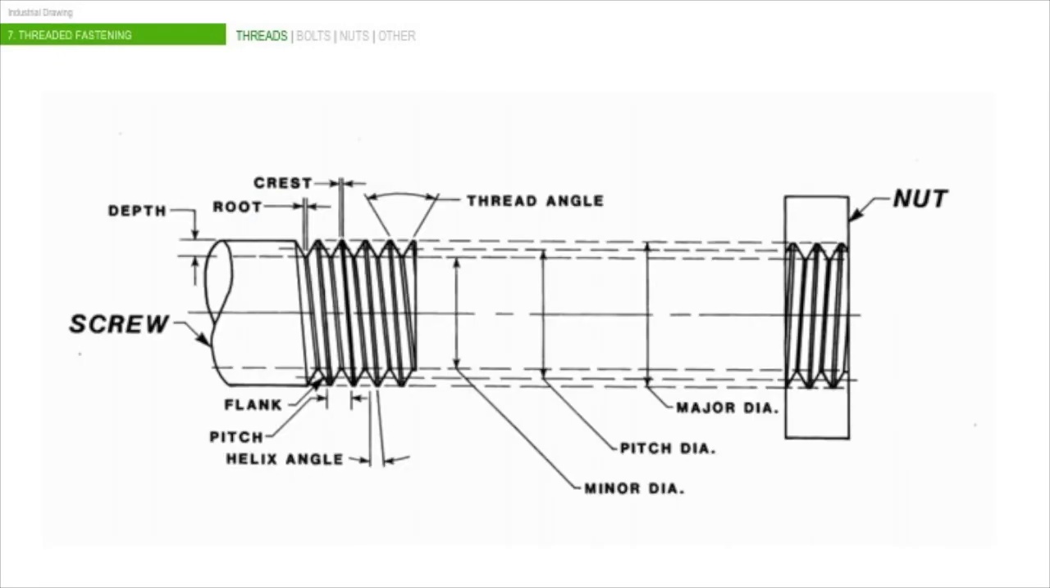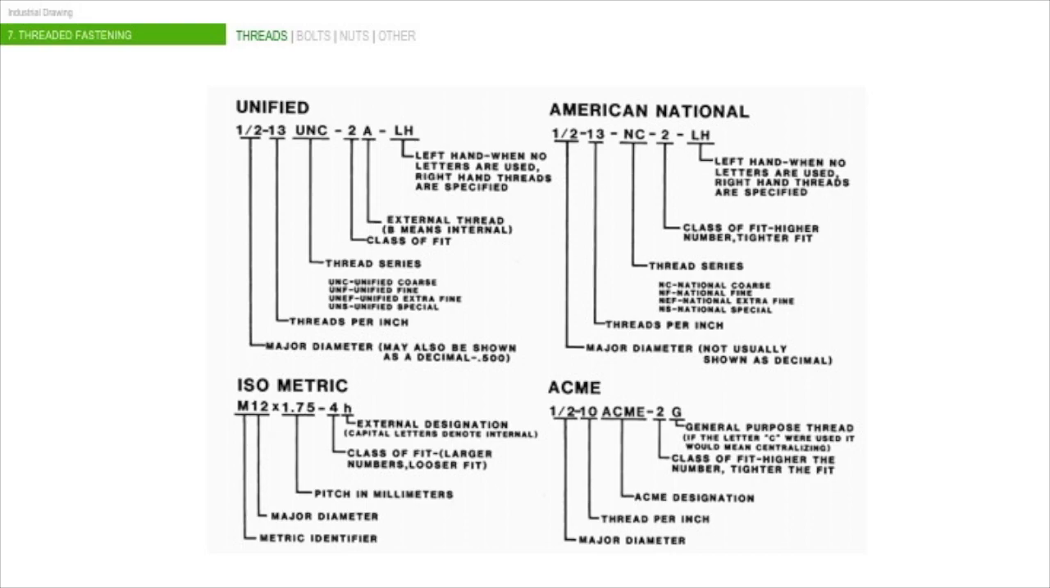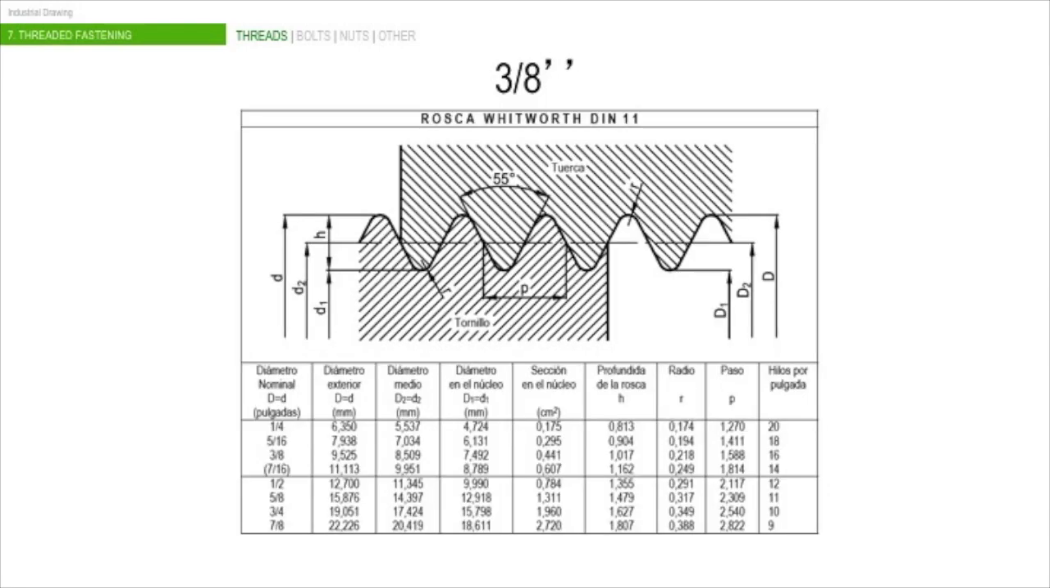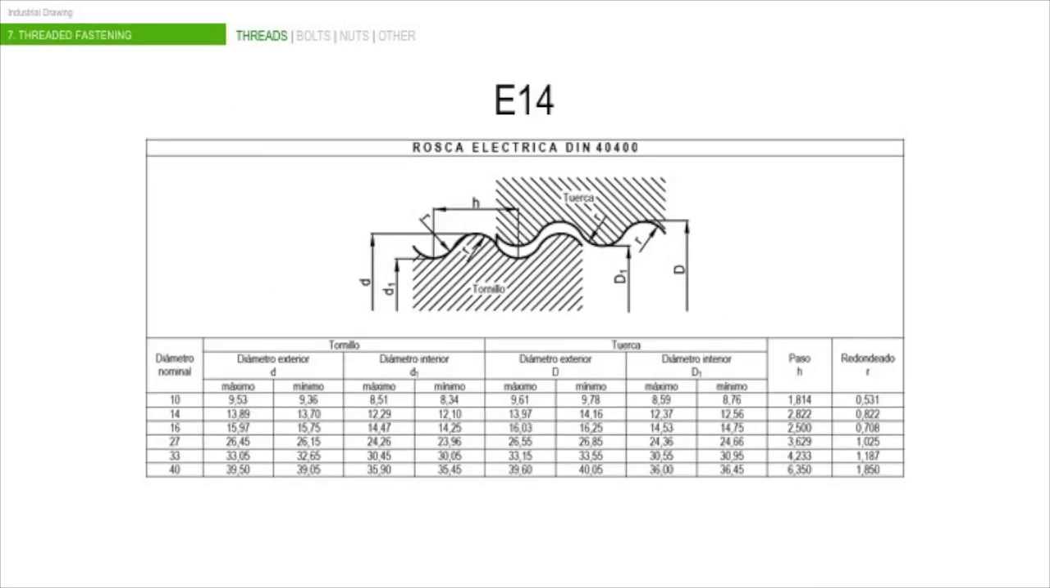These are the parts of threads. It's important to know where is the crest, the minor diameter, and the major diameter. Most of the threads used in engineering are standard. There are different types of standard threads. Here you can see some examples of different types of standard threads. The metric one is one of the most common threads, but you can see here Whitworth, trapezoidal, and electric one.